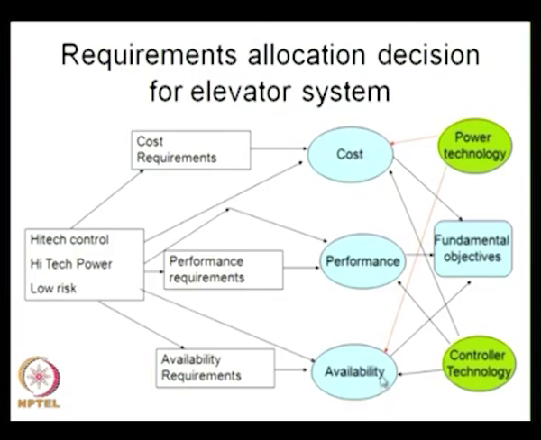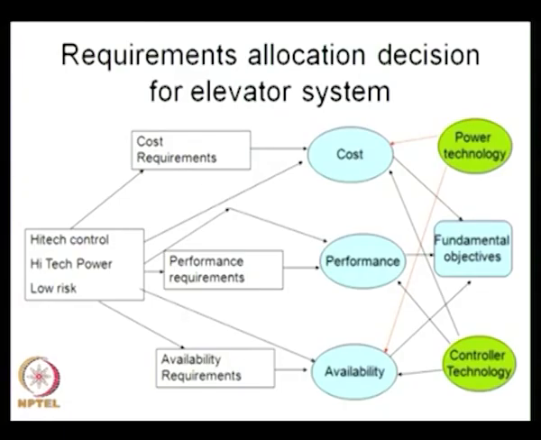Again, the availability and cost depend on the chance of power technology. The availability of the power technology and the cost of the power technology also influence the decision to be taken here. The influence of these chances on this decision is represented by these arrows here. Similarly, the availability, performance and cost are all influenced by the controller technology, and that also is shown as arrows over here. This shows that the performance, cost and availability all depend on the controller technology available, and then we have to take a decision based on the cost requirements, performance requirements and availability requirements.